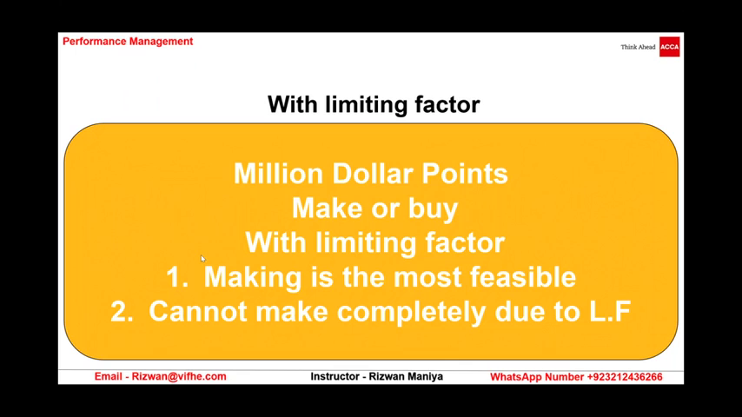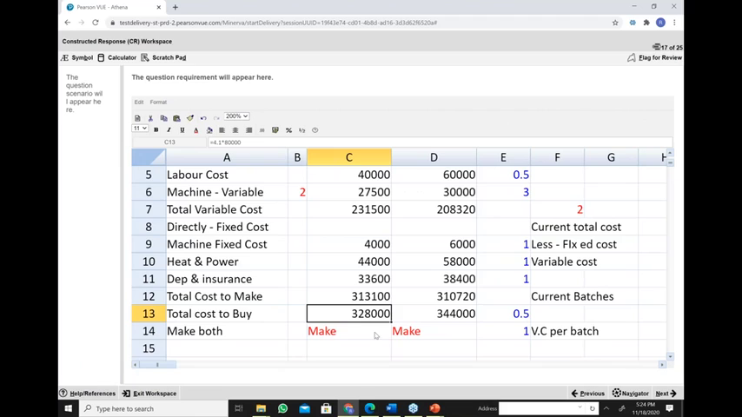So listen, when you are solving make or buy with limiting factor, remember, making is most feasible. Making is feasible. And let me just show you here. See, is making feasible in both the cases for both the products? Say yes or no. Understand my mindset. Making is feasible. Yes? Are you all with me? So yeah, making is feasible, right? In both the cases. But we cannot make.